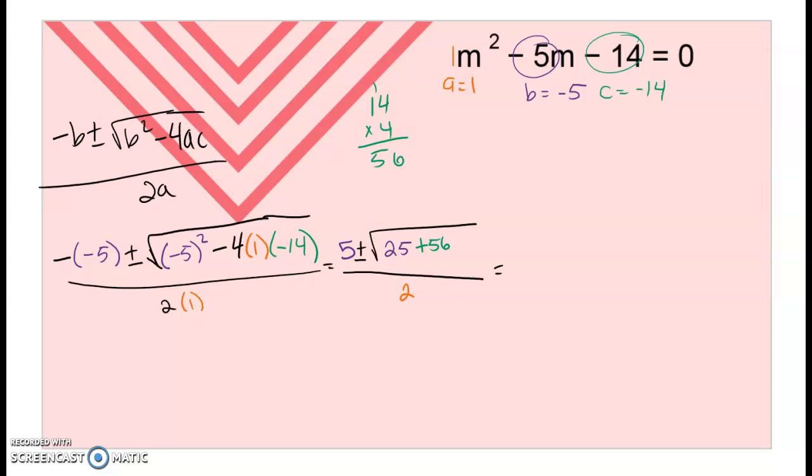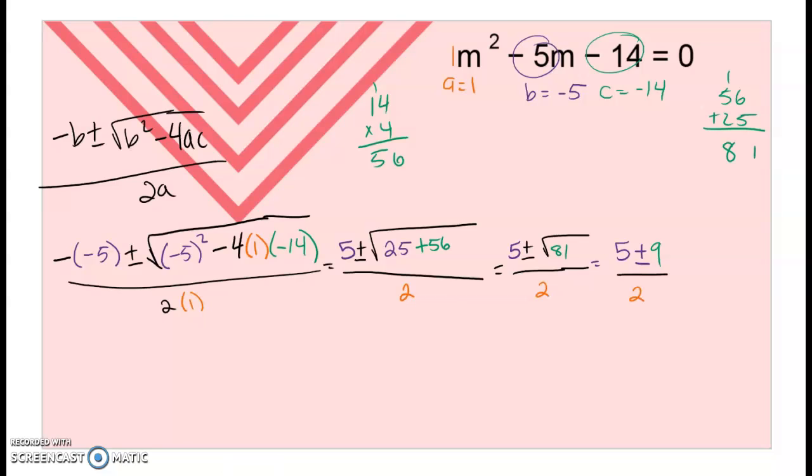All right, so if I add 56 and 25, 5, 6, 7, 8, I'm going to get an 81. I wonder if 81 is a perfect square. What times itself could give me 81? Oh, let's see. 8 and 8 is 64. 9 times 9. Oh, hey, that's 81. So I actually have 5 plus or minus a 9 over 2.